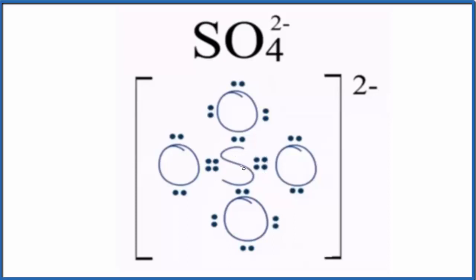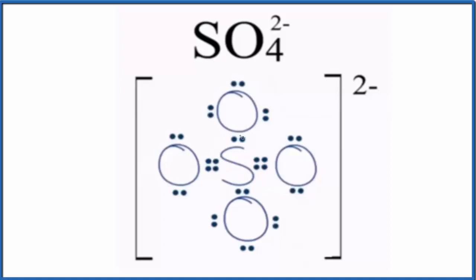So for the central sulfur atom here, there aren't any lone pairs, also called unbonded pairs of electrons. All of these electrons here, they're involved in chemical bonds. They're bonding the sulfur and the oxygen atom. So there are no lone pairs for the sulfur.